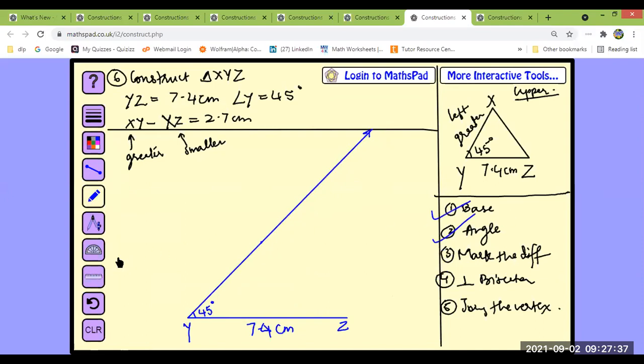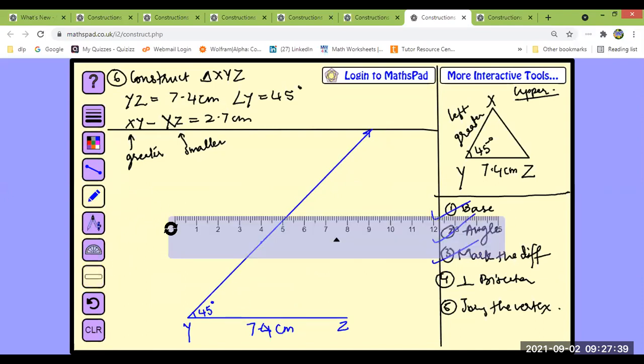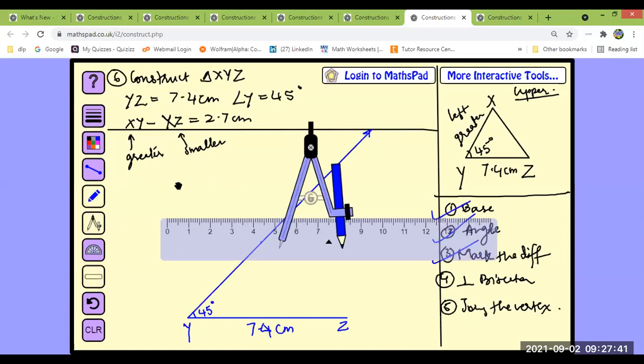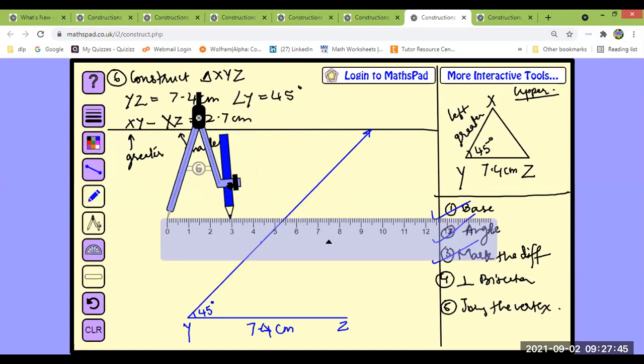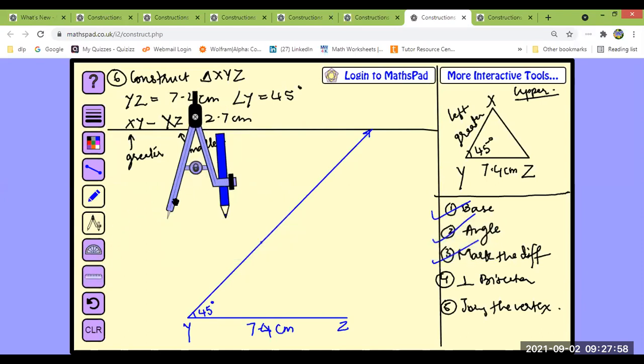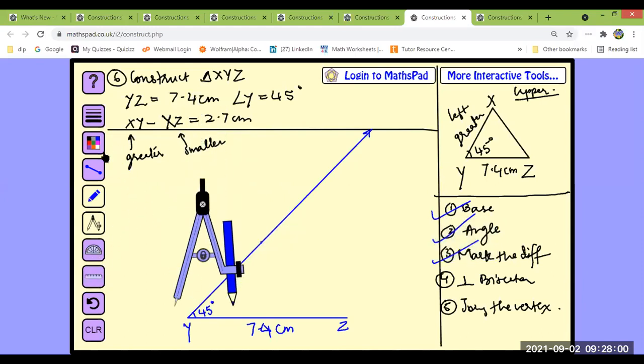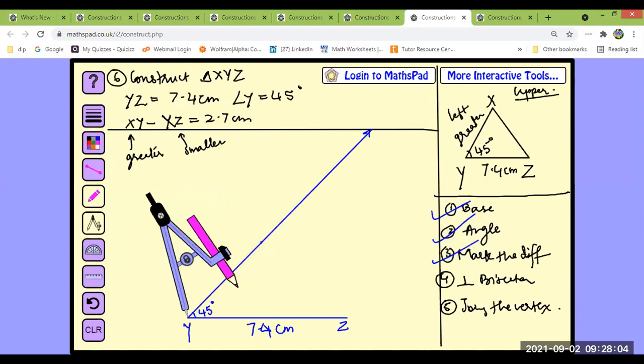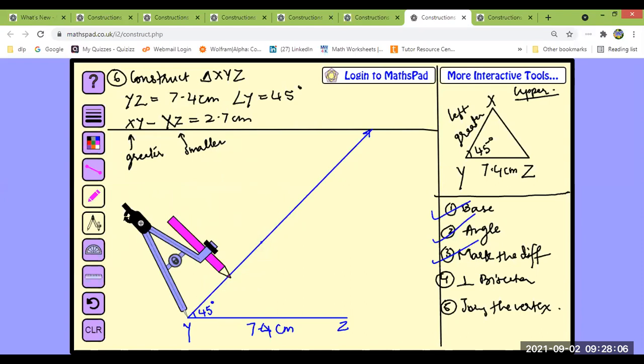Next, we have to mark the difference. So with the help of ruler, place the steel point on 0. And what is the difference? The difference is 2.7 centimeters. So measure 2.7 in the compass like this. And without changing the distance, you have to place the steel point on Y and then mark 2.7 centimeters arc over here like this.